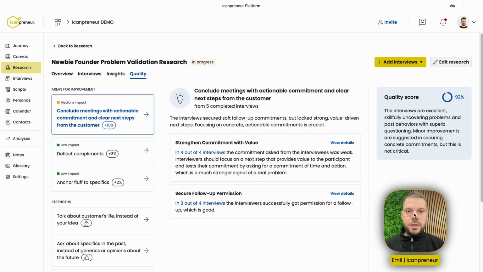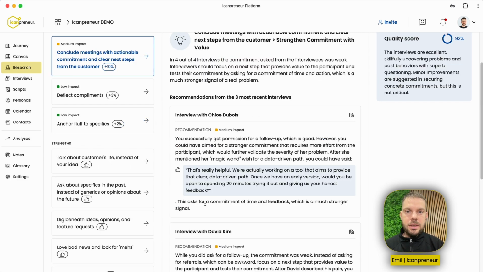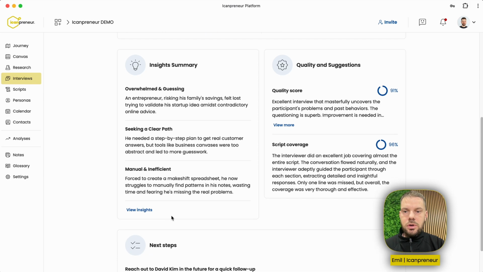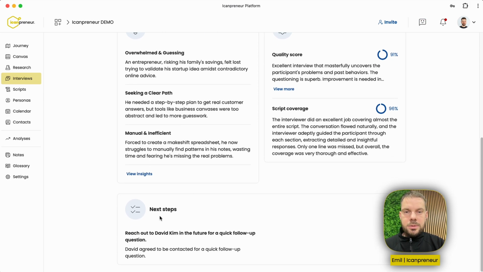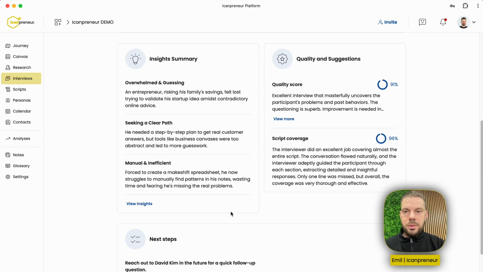I'm also getting a quality report about how well I'm conducting customer interviews. This is helping me avoid most common mistakes and is helping me improve my skills when talking to potential customers. The recommendations that I'm getting are very practical, based on things that I said and how I can say them better next time so that I can achieve better outcomes. For each of the conducted interviews, you're going to get an insight summary, a quality report, and also next steps and all the contacts that are being mentioned so that you can continue the customer research with those new people that are introduced to you.